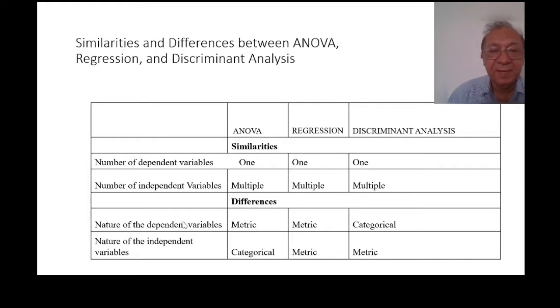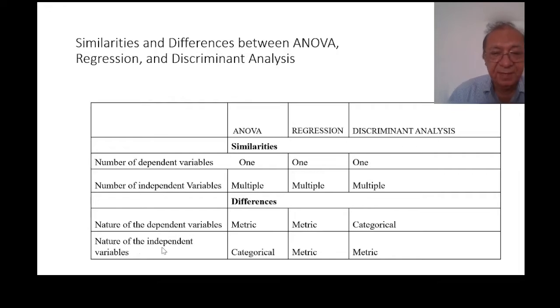The dependent variable in ANOVA is metric. What are the actual values you have observed? In regression also it is metric. Whatever the observed value is, you are going to take it as it is. But in discriminant analysis, it is going to be categorical: category 1, 2, 3, 4.